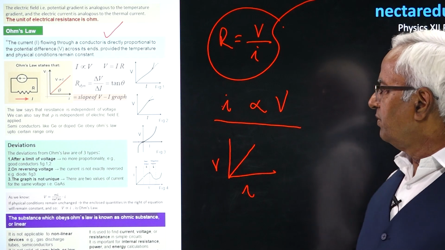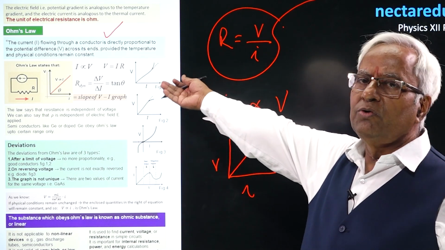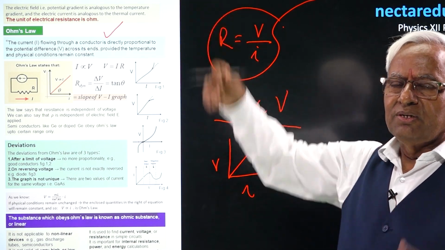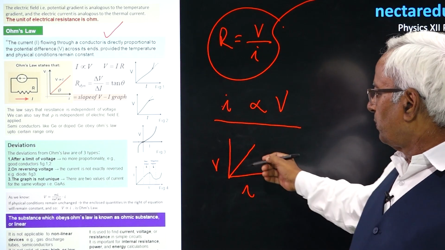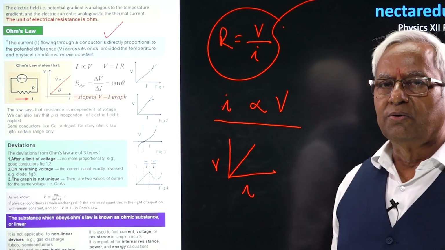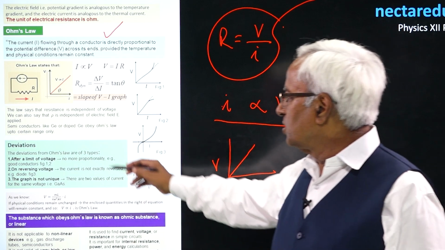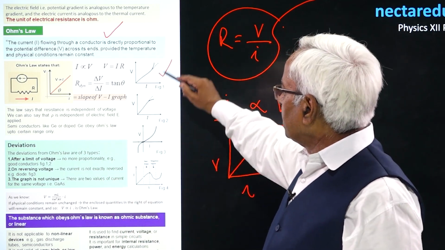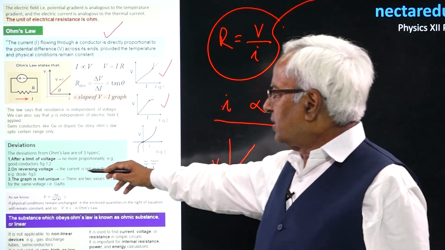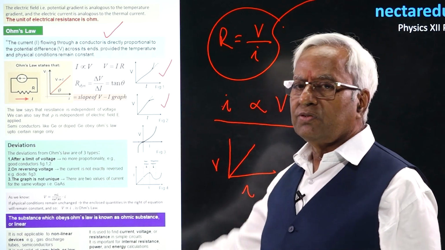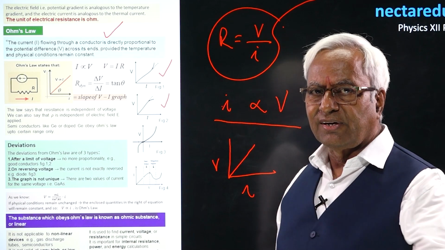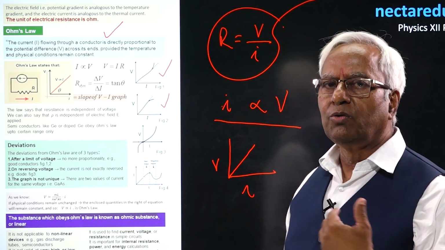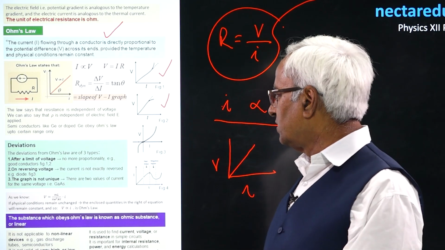in practical life. We find after a limit of voltage, either the resistance increases or decreases, meaning this proportionality is no more continued. You see, the deviations might be of three types. One is after a limit of voltage, as over here, and the second is on reversing the voltage. We find the graph is not retraced. That means Ohm's law is not followed exactly when the voltage is reversed.